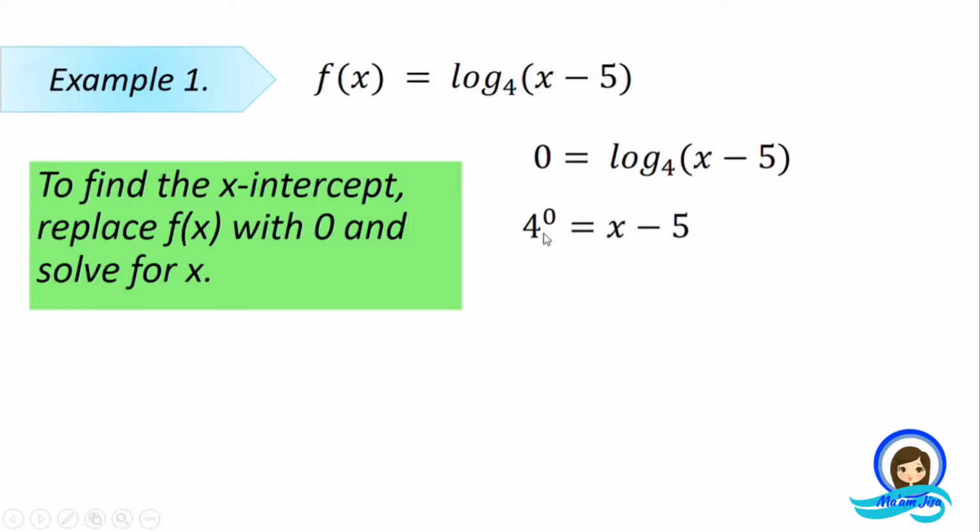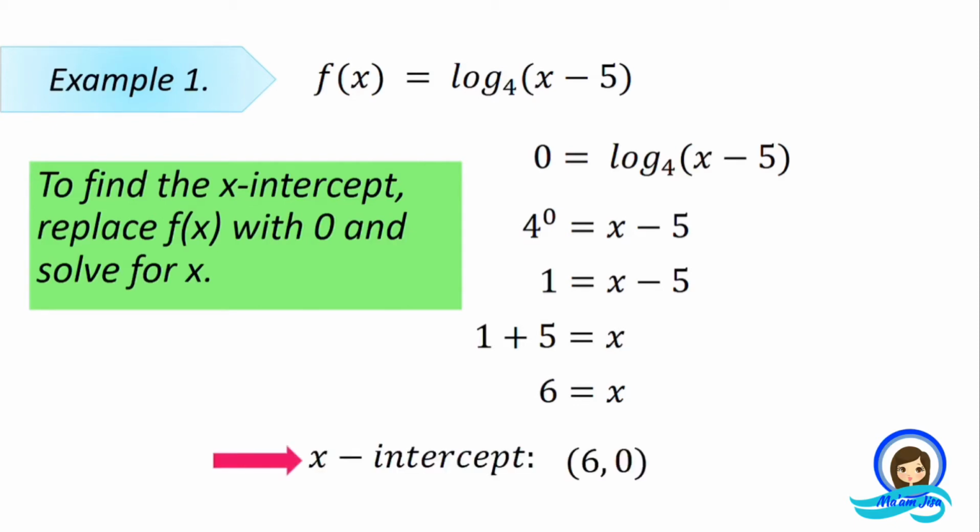Now applying the rules of exponents, 4 raised to an exponent of 0 is 1. And then just copy x minus 5. Simplifying, we have 1 plus 5 equals x because we transpose negative 5 to the other side. Now, the value of x is equal to 6. Therefore, this is our x-intercept. At this particular ordered pair, the graph crosses the x-axis.